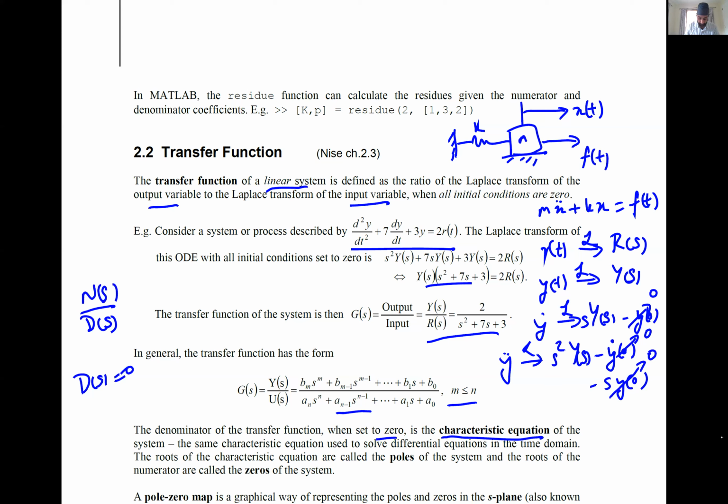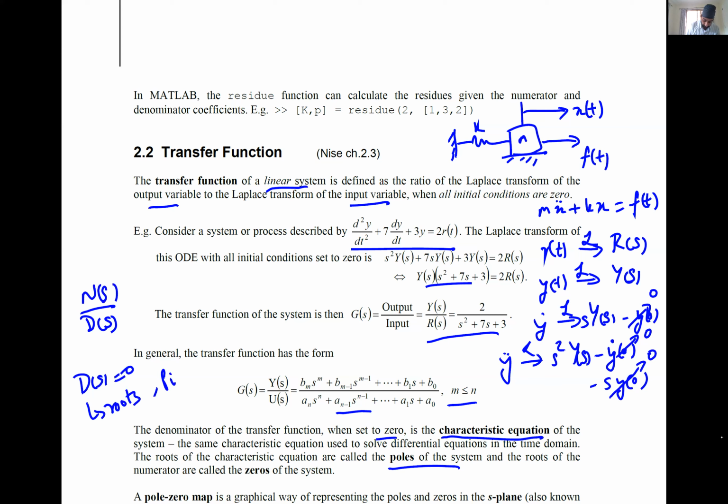If we solve the roots of this equation, we'll end up getting the roots, which are often denoted in this text by pi, also referred to as the poles of the system. So we used this notation earlier also. They are referred to as poles of the system.